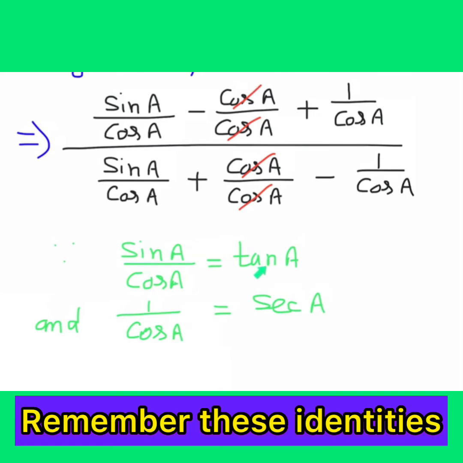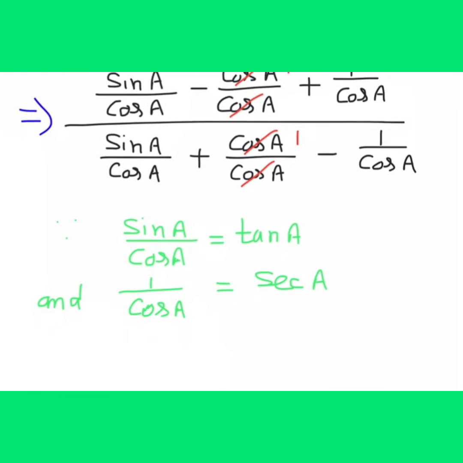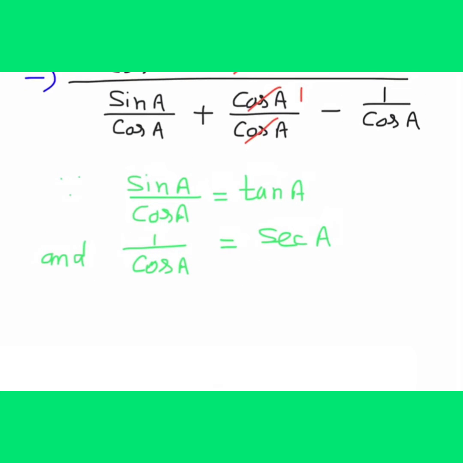So dear, we will replace these expressions, that is sin A by cos A equals tan A. Where sin A by cos A is written, we will put tan A, here also we will put tan A, and 1 upon cos A we will replace by sec A. So we will write here sec A. And the middle term you will get what? Here you will get 1 and also this is 1.